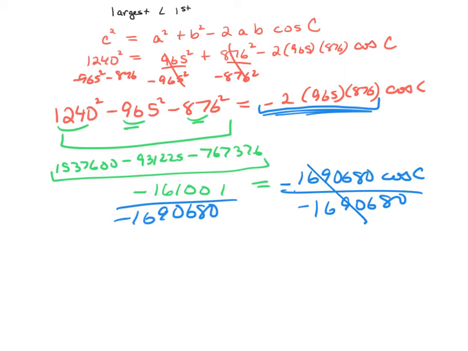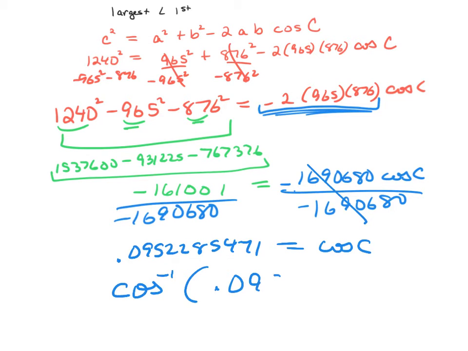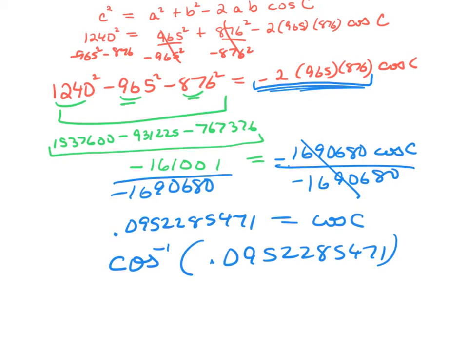And now when I divide, I get 0.0952285471 equals cosine C. Remember, whenever you're looking for an angle measure, we're going to be doing cosine negative 1 of this decimal. Second cosine, and then second answer so I can get it to show up in my calculator. And this is going to give me angle C is approximately equal to 84.5, because I'm getting 84.53.